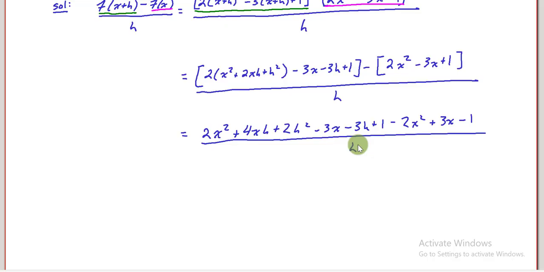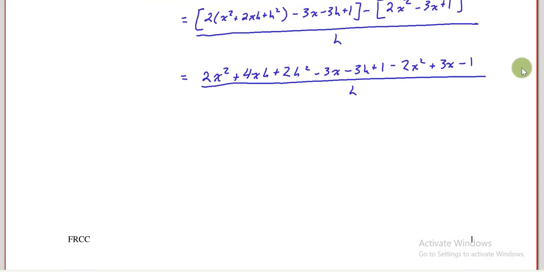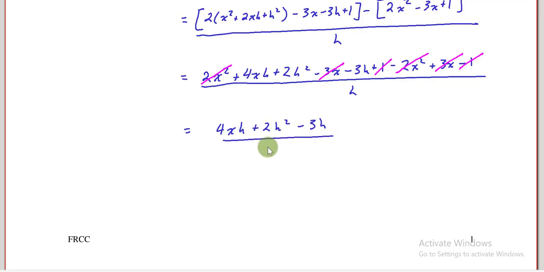Well, what have we got here? I sort of feel like we've got a mess. But as often happens when we do the difference quotient, we should see that a lot of terms are going to clean up. For example, I see the term 2x squared and I see the term minus 2x squared. And I see the term negative 3x and I see the term 3x. And I see the term plus 1 and I see the term minus 1. And so a lot of terms end up adding out. And so we're just left with 4xh plus 2h squared minus 3h all over h.